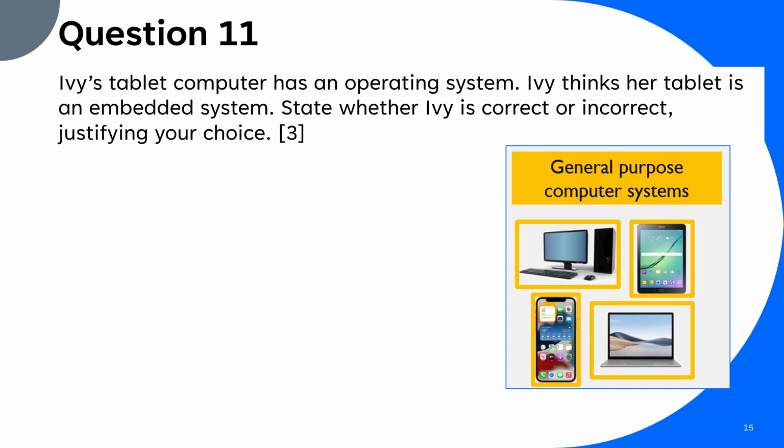Question 11. Ivy's tablet computer has an operating system. Ivy thinks her tablet is an embedded system, and you have to state whether Ivy is correct or incorrect, and justify your choice. So the first part of that question is correct or incorrect. Let's have a little look at general purpose systems and what's included. We have desktops, tablets, laptops, and phones. These are general purpose because they carry out more than one task.